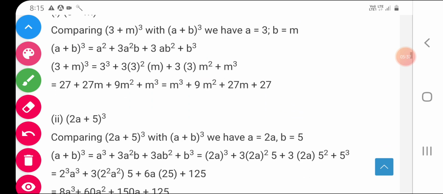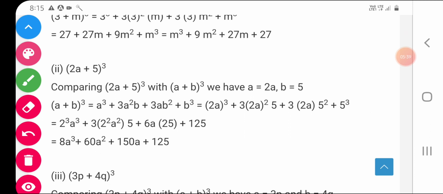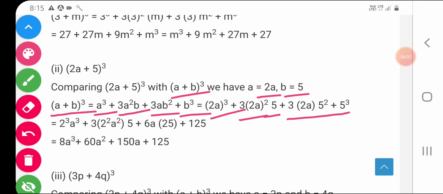Next subdivision 2, (2a plus 5) the whole cube, which looks like (a plus b) the whole cube. Here a is 2a, b is 5. So (a plus b) whole cube, we know that a cube plus 3a square b plus 3ab square plus b cube. So a cube is (2a) the whole cube, plus 3 into a square b, 3 into (2a) the whole square into 5, plus 3 into a into b square, 3 into 2a into 5 square, plus b cube.